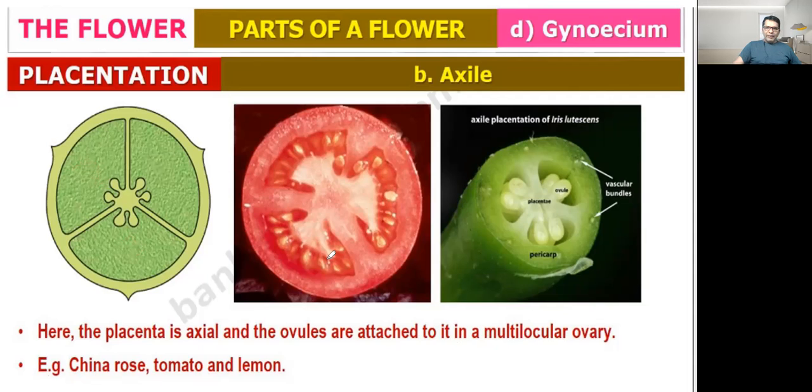Multilocular ovary. The examples are China rose, tomato, and lemon. This is lemon, this is tomato. Here we will find axile placentation. So in the exam, your answer will be axile placentation for China rose, tomato, and lemon.